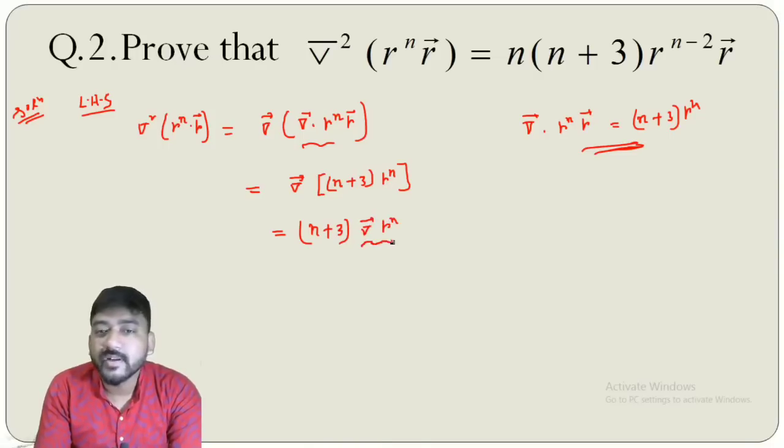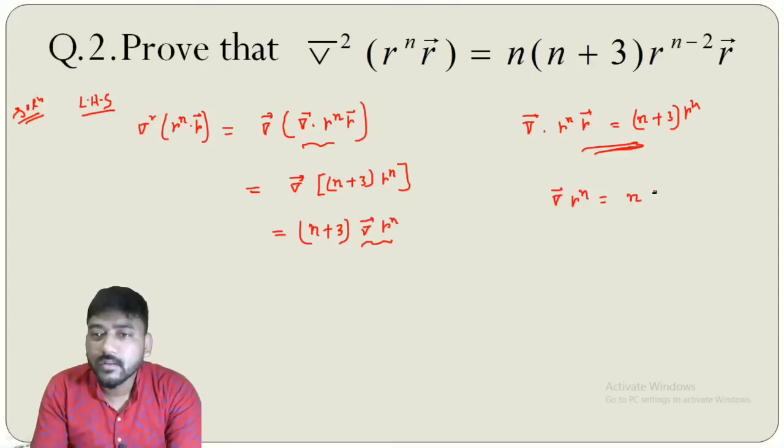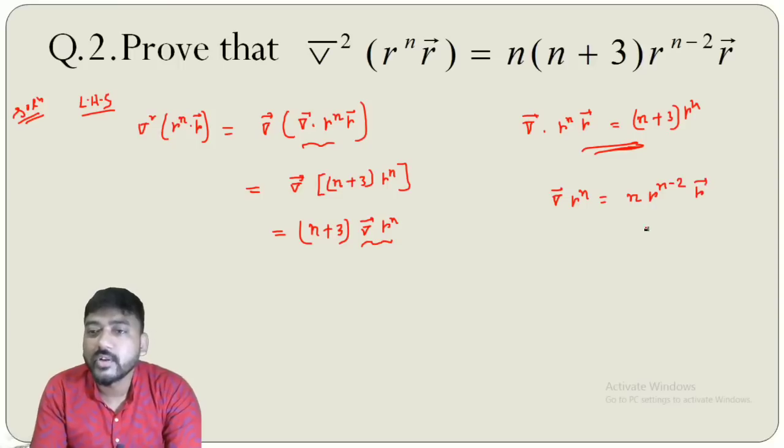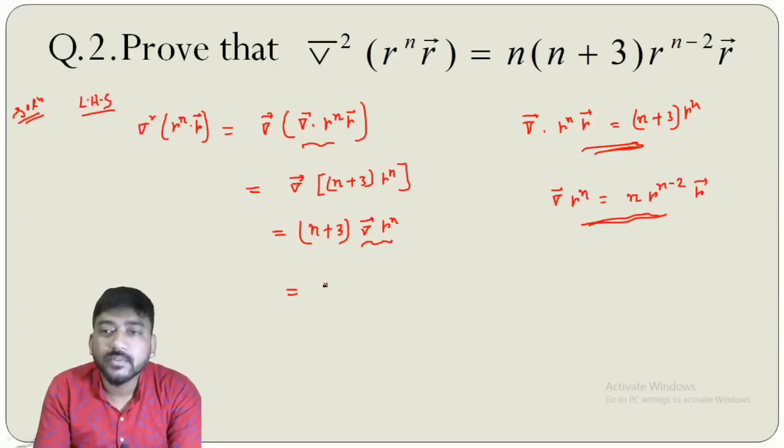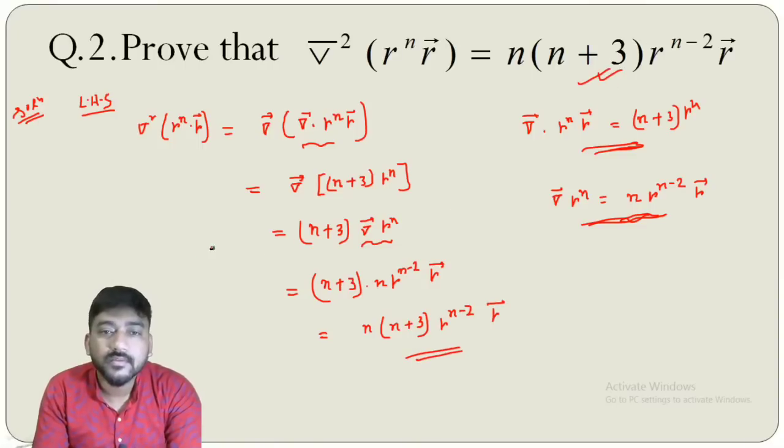And you know the result of gradient of r to the power n, I have solved already, that gradient of r to the power n is equal to n r to the power n minus 2 into r vector. We already know this result from gradient. So you will find here that this will be n plus 3, and instead of this you can substitute this result, so it will be n r to the power n minus 2 into r vector. Okay, so it will be n into n plus 3 r to the power n minus 2 into r vector. So this is our required result. Okay, so let me move to next question.